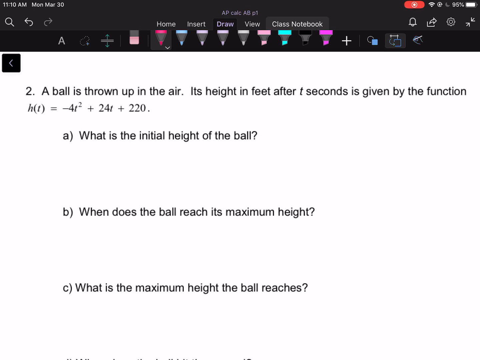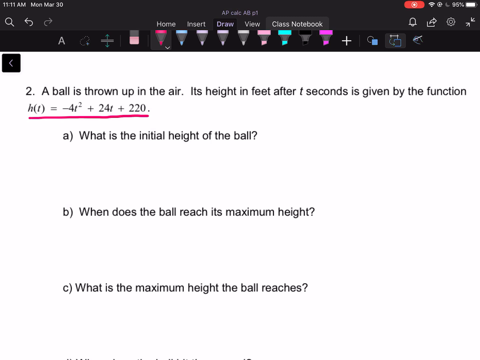Its height in feet after t seconds is given by this function. It represents the height. So when we go through this, if you have the graphing calculator downloaded, or you have a graphing calculator, the problem can become so much easier for you. There's a lot less tedious math involved, so I suggest you do that.